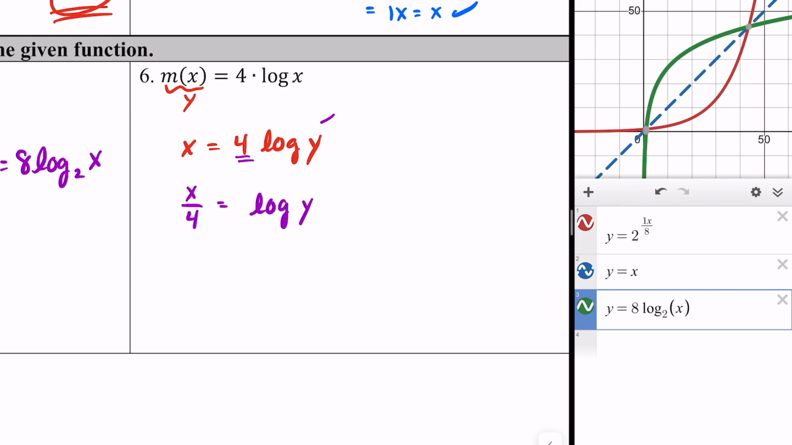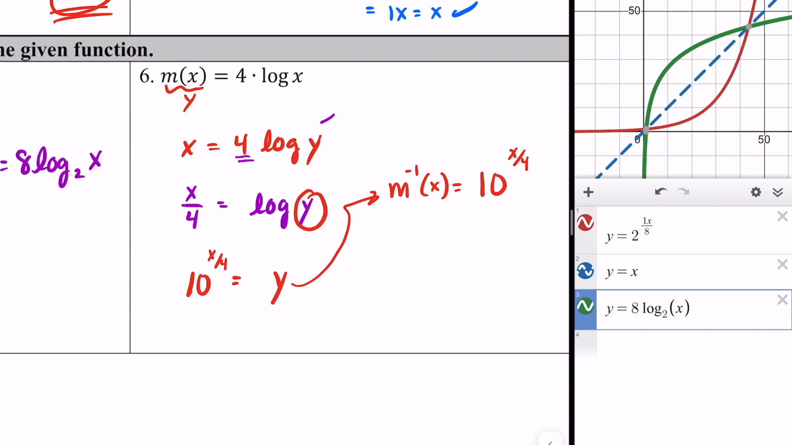Now the log's alone, and now I can change it into exponential notation. So my argument is going to be equal to my base. Now my base here is base 10, and my exponent is x over 4. So there's what y is equal to, and that's my m inverse in this case. So I'd say m inverse of x is 10 to the x over 4, or 10 to the 1/4 times x, like that. They've kind of had a penchant for doing that.